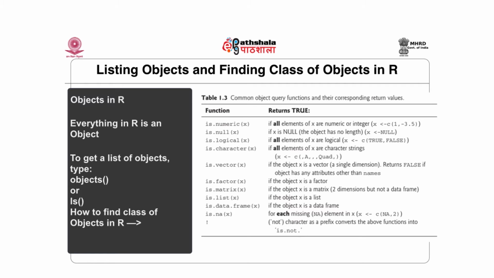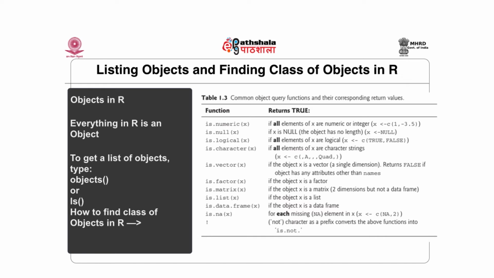It is quite obvious that you would like to find out what objects exist in that workspace, whether there are conflicts in the names of these objects, etc. And in order to do that, you use a function, and that function is either ls and then you open and close a bracket, or you type objects and then you open and close a bracket.